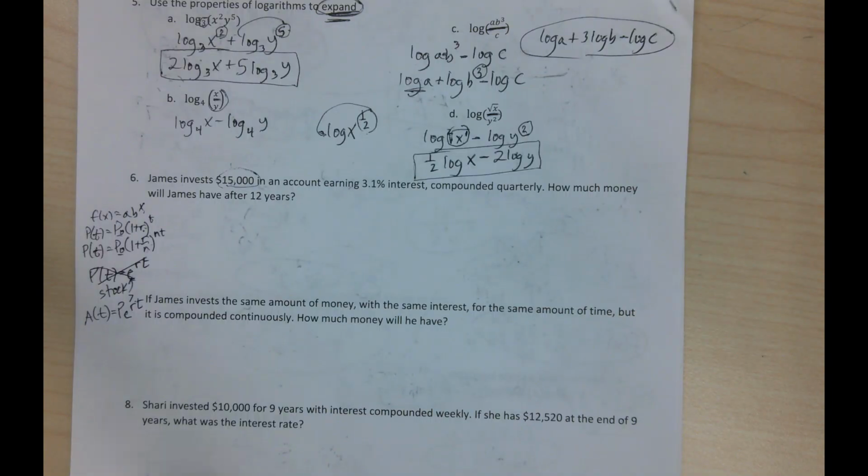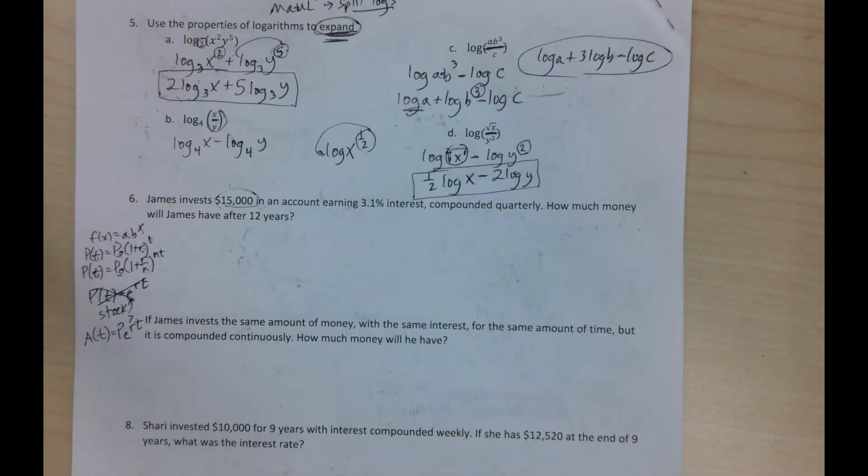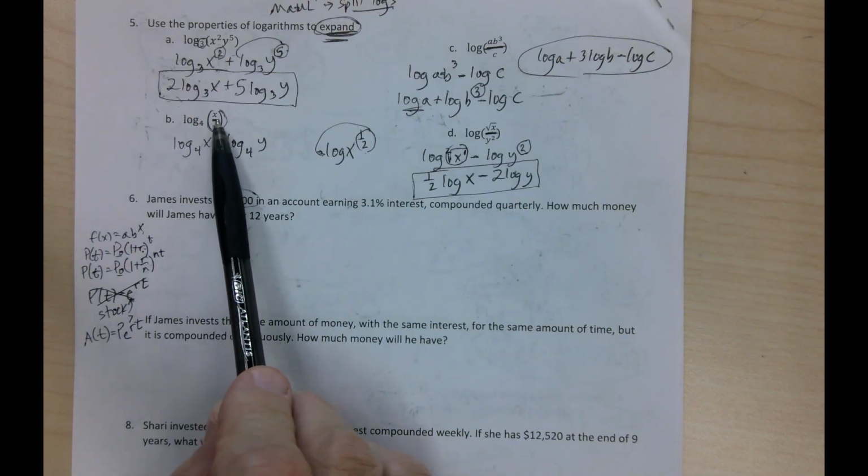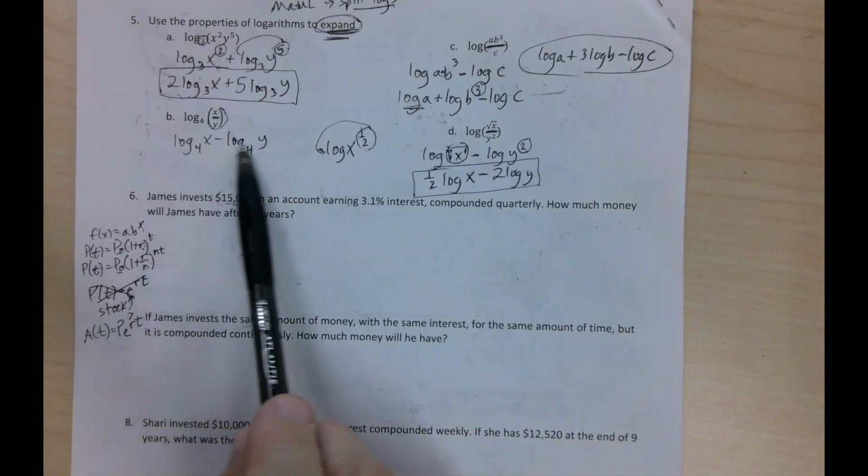Okay, so I've already done letter B and letter D. I was into the video and then the video just shut down on me, so here we are. This is a pretty simple one. Division equals subtraction, and that's all you do.